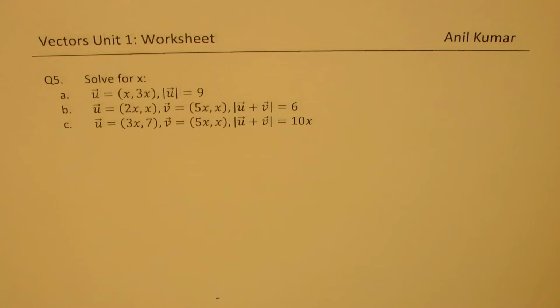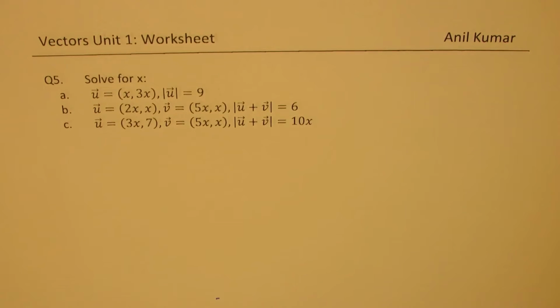Question 5 from the worksheet is solve for x. A. Vector u equals x comma 3x and the magnitude of vector u is 9. B. Vector u is 2x comma x, vector v is 5x comma x, and the magnitude of u plus v is 6. C. Vector u is 3x comma 7, v is 5x comma x, and the sum of magnitudes of u and v is 10x. Now you need to solve for the value of x in this particular question. You can always pause the video, answer the question, and then look into my suggestions.